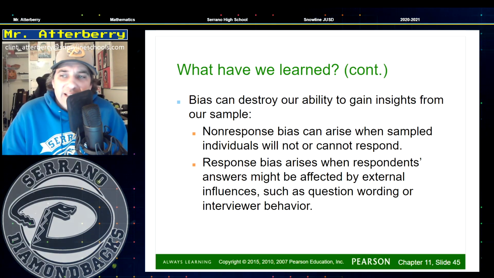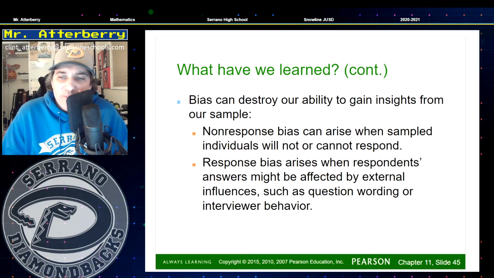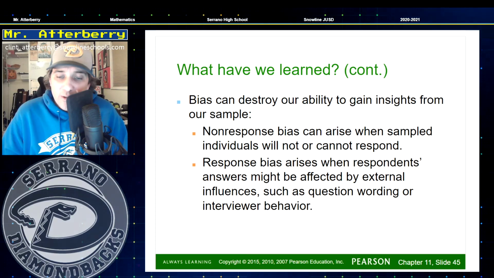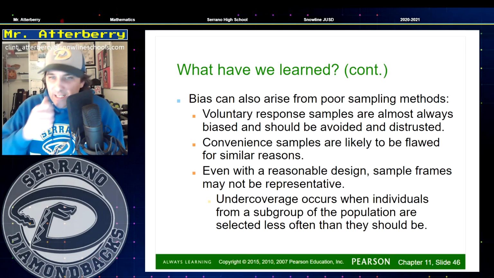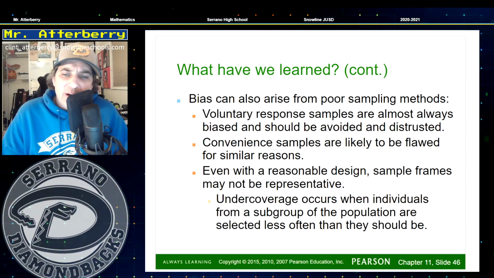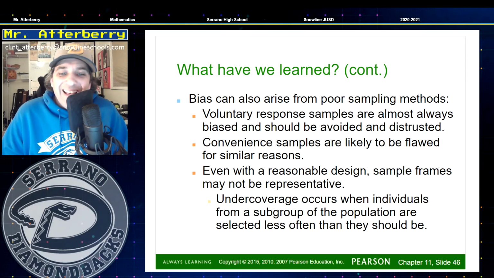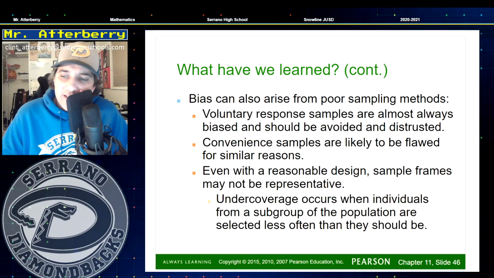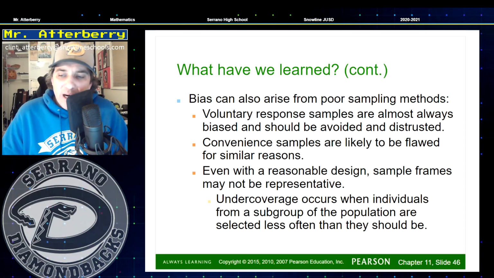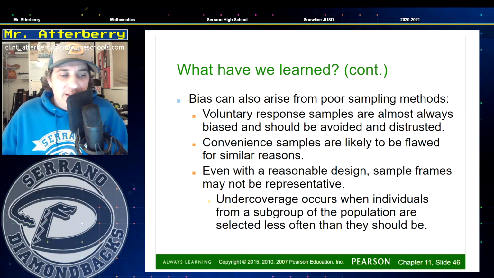Bias can destroy our ability to gain insights from our sample. Non-response bias can arise when sampled individuals will not or cannot respond. Response bias arises when respondents' answers might be affected by external influences, such as question wording or interviewer behavior. Bias can also arise from poor sampling methods. Voluntary response samples are almost always biased and should be avoided and distrusted. Convenience samples are likely to be flawed for similar reasons. Even with a random design, sample frames may not be representative. Undercoverage occurs when individuals from a group of the population are selected less often than they should be.